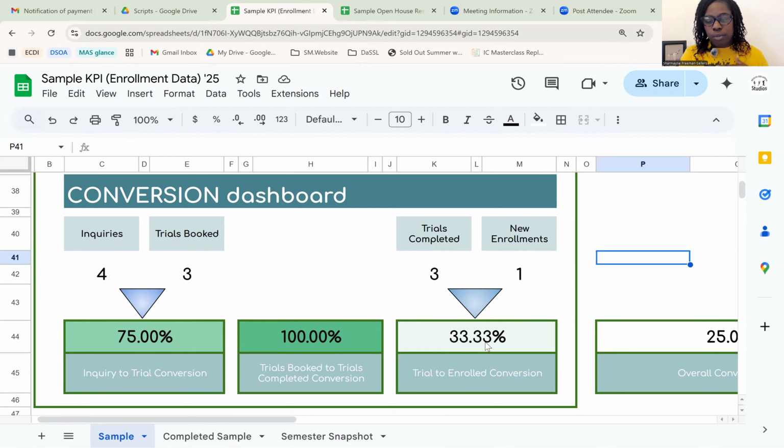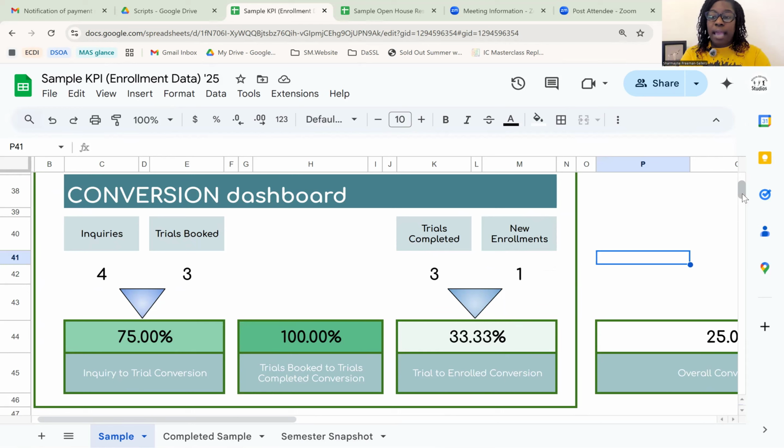Spoiler alert, our conversion rate is much higher than this. We usually have about 80% conversion rate each week. So out of 10 families come to open house, we usually sign up 8. 5 families show up, we usually sign up 4 on the spot or throughout the week. So our conversion rate is much higher than this.